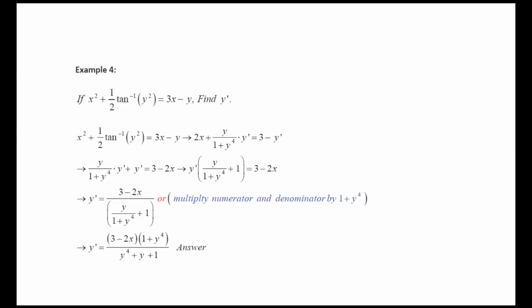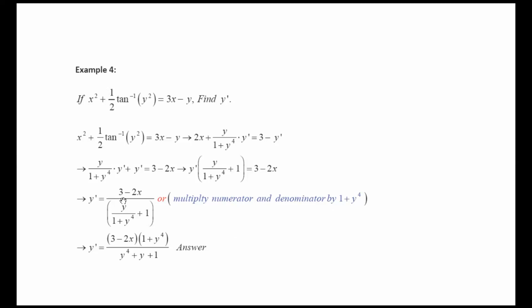We're going to take it one step further and encourage you to learn to do this. This is called a complex fraction. We've mentioned this in other lessons: a fraction whose numerator or denominator contains a fraction. What we're going to do next is multiply through the numerator and denominator by this denominator, 1 plus y to the fourth. And notice what happens when we do.